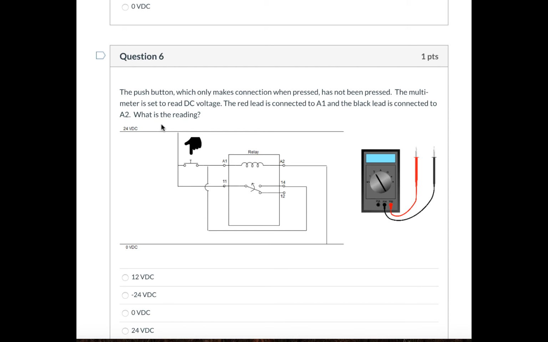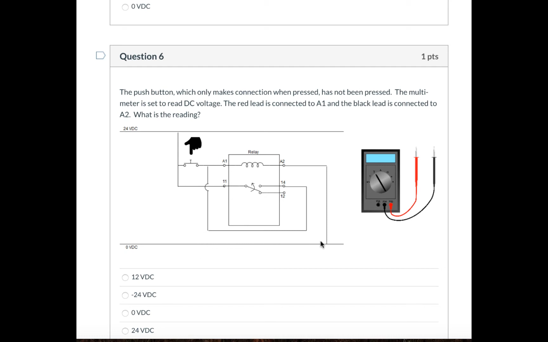If I am current and I'm trying to get somewhere, this button has not been pressed. So if I come down here, I can't get through there. So there is no path for current to flow there. So looking down here farther, if I come over here through this switch, I can't get through. There is no path for current to go there. So there is no current flowing in here. There's no way for current from this 24 volts to get down to this 0 volts.